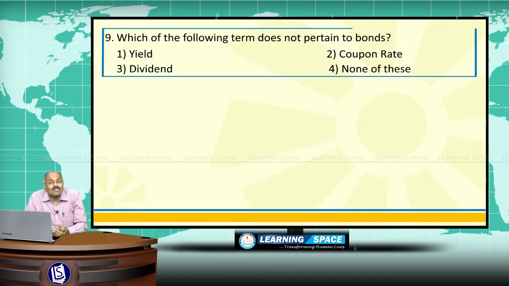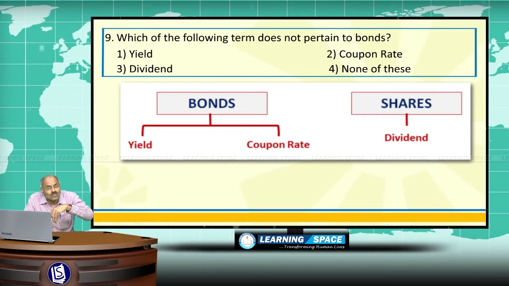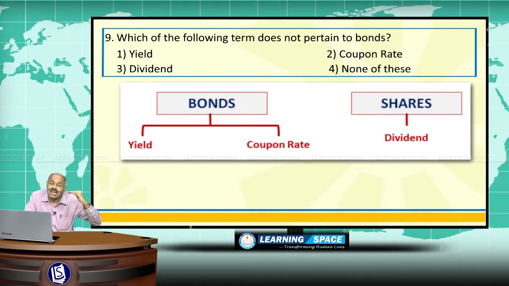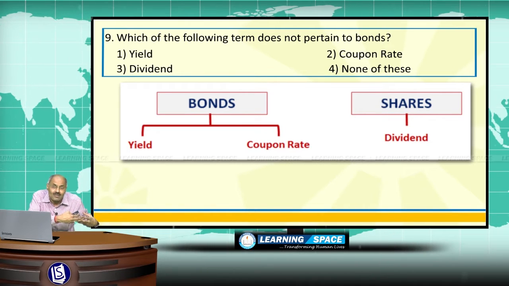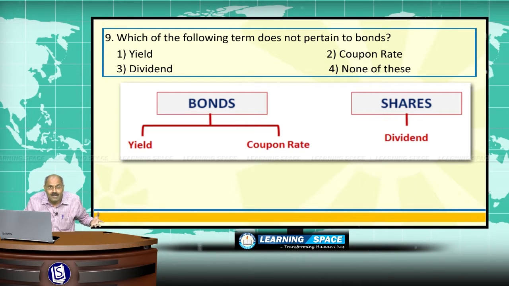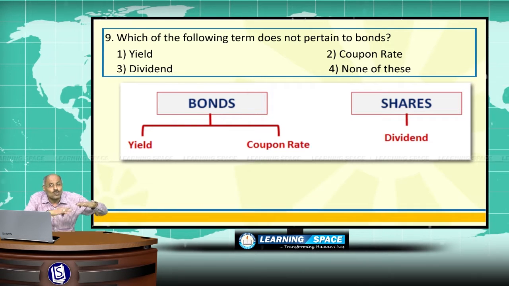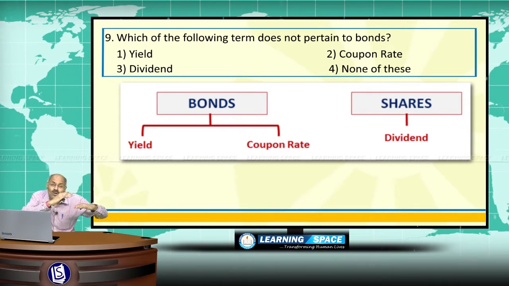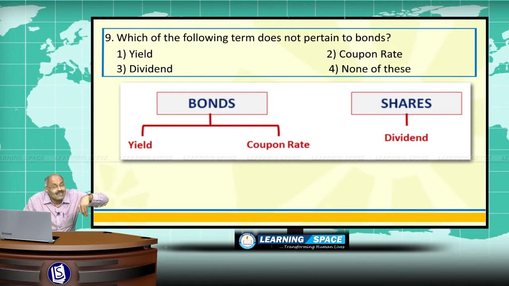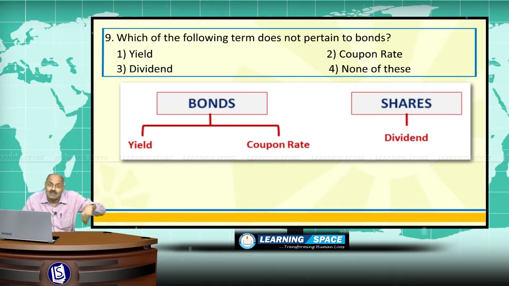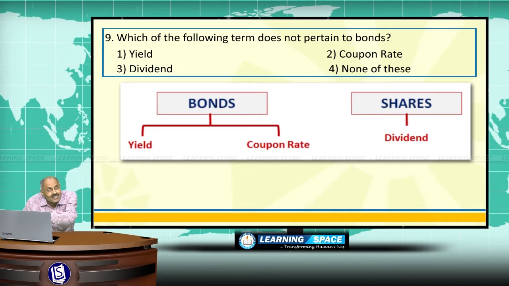Which of the following does not pertain to bonds? Yield and coupon rate pertains to bonds. Coupon rate is the interest rate on bonds, and once the bonds are issued, then these bonds are liable for resale, and once these bonds are sold for less or for more, then the subsequent interest calculated is known as yield. So, yield and coupon rate are the terms associated with bonds, but dividend is associated with shares.